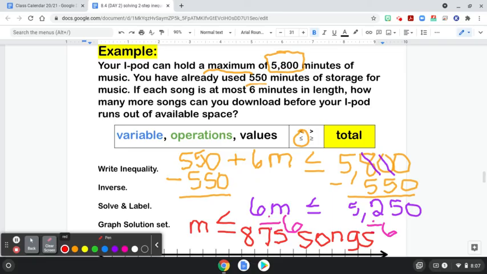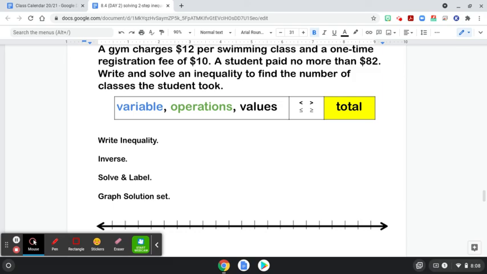We'll give you an inequality in the real world to try. Your inequality is that a gym charges $12 per swimming class and also this one-time registration fee of $10. A student paid no more than $82, so how many classes could they have taken? We'll pause the video while you write an inequality, use your inverses to solve, and graph your solution.